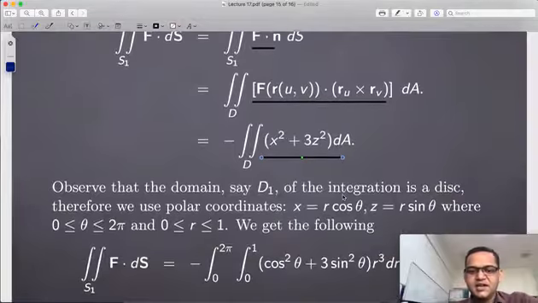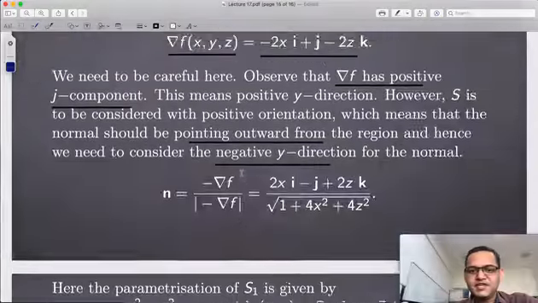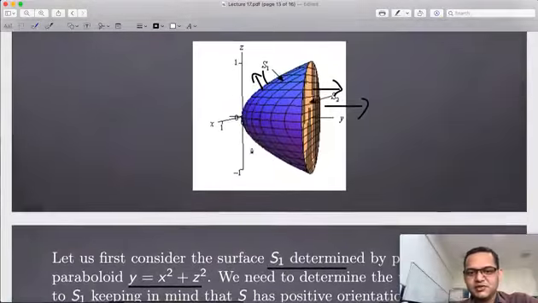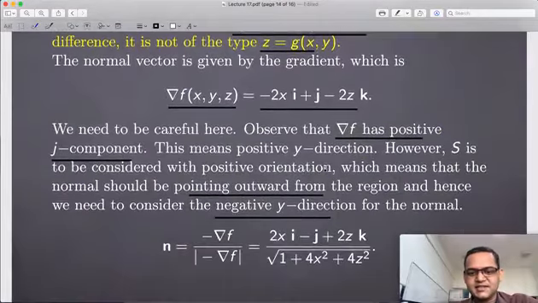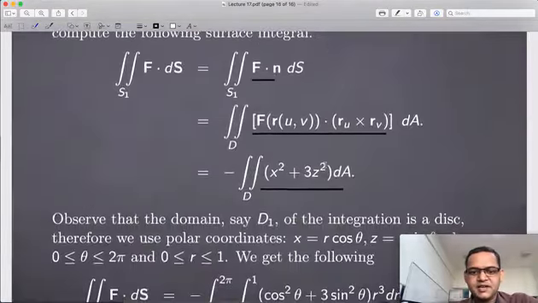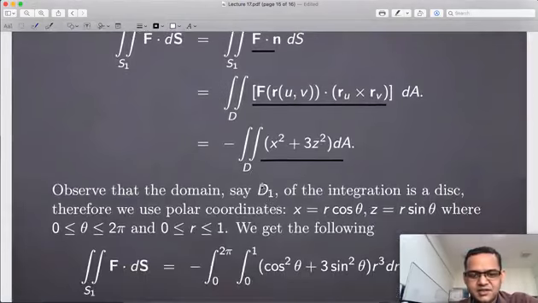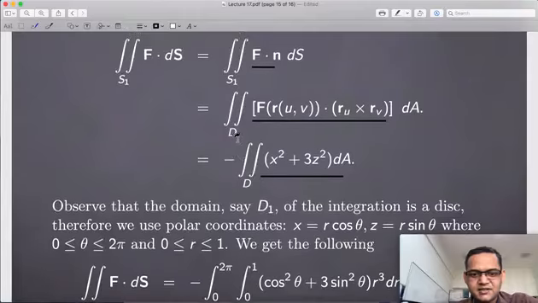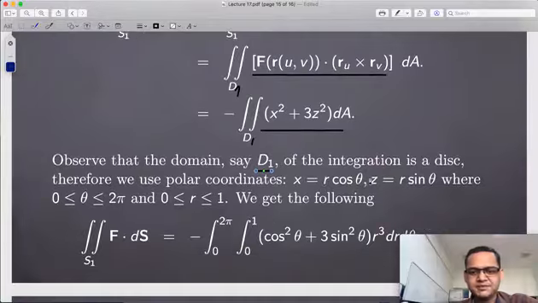Okay, now what is the domain here? The domain is precisely this, because if I look at the projection of this whole surface in the xz plane, what I am going to get is just a disk, isn't it? Actually, I should have written D1 here, and D1 here also. There is a typo here, because I have called it D1. Okay, these things you can please correct.